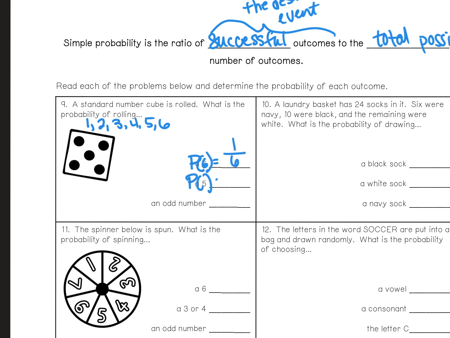The probability of rolling a 5. There's a total of 6. And 1 is a 5. The probability of rolling an odd number. 1, 2, 3 of the 6. In other words, half. So it's equally likely.